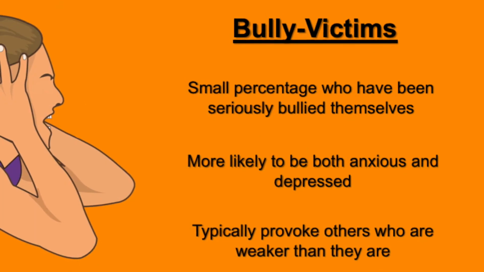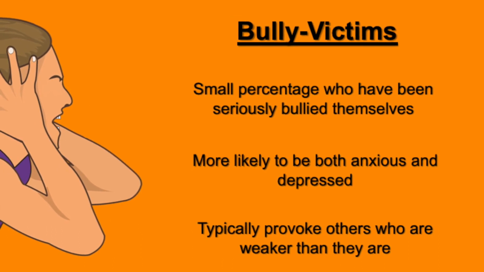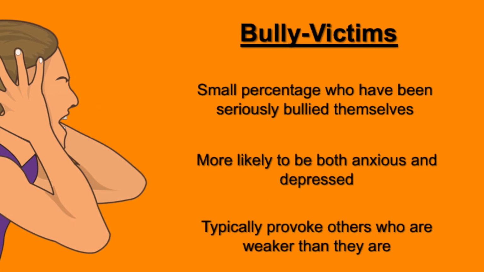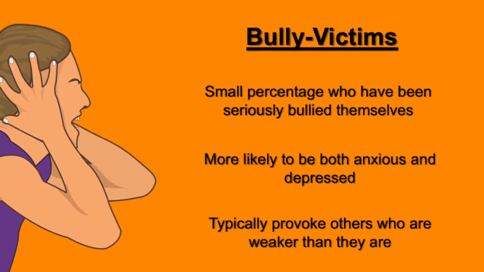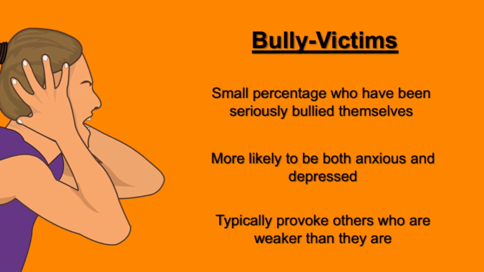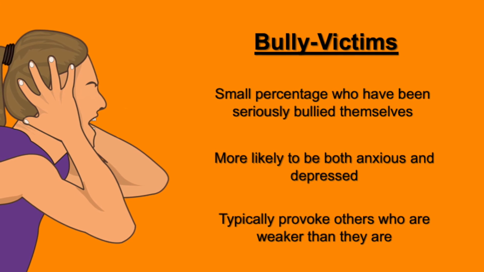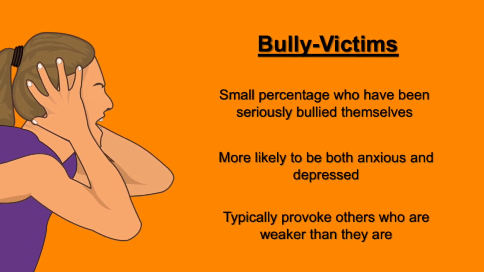The last type of bullies are bully victims. These are a small percentage who have been seriously bullied themselves. They are more likely to be both anxious and depressed. They typically provoke others who are weaker than they are. Bully victims are often physically weaker than those who bullied them, but are almost always physically stronger than their own victims. They are generally unpopular with their peers.